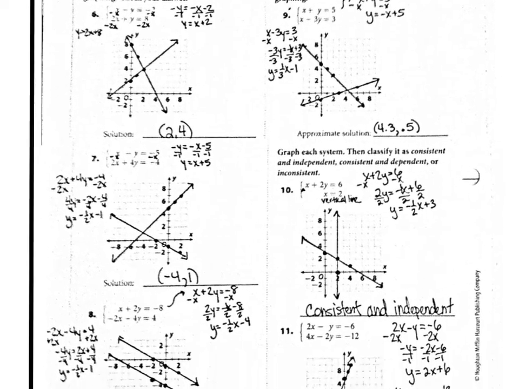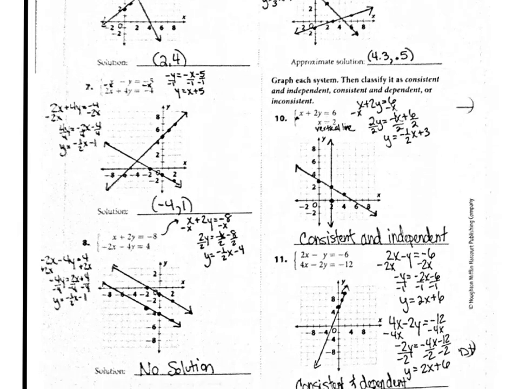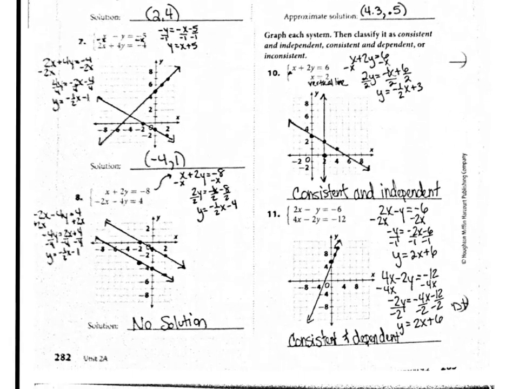Moving on to the next two that you can see here, 7 and 10. 7, the answer was -4, 1. Your two equations should have been y equals -1/2 x minus 1 and y equals x plus 5. Here's the -1/2 x minus 1 and the y equals x plus 5.